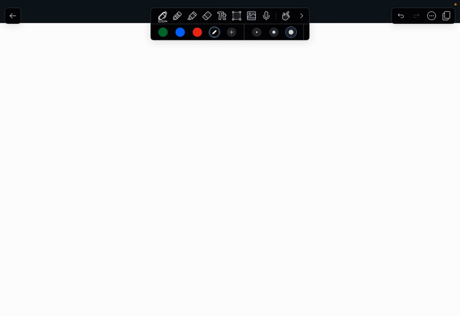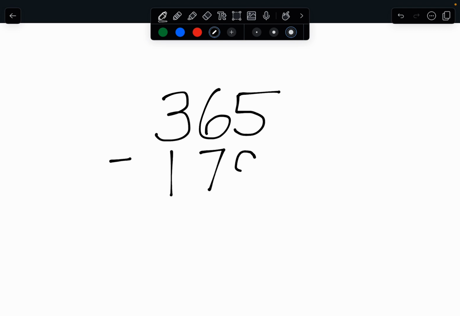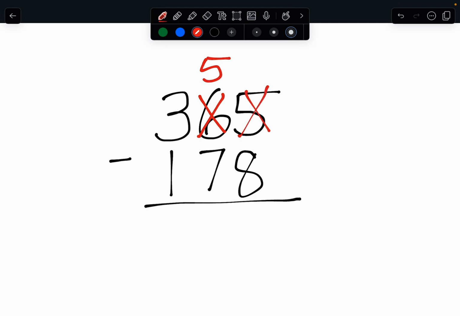Let's try 365 minus 178. Now, again, you know we cannot take 8 away from 5. So we're going to come over to our 6 and make it a 5. Then we're going to turn our 5 into 15.